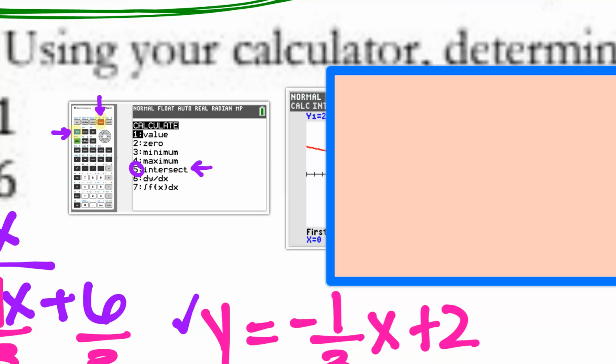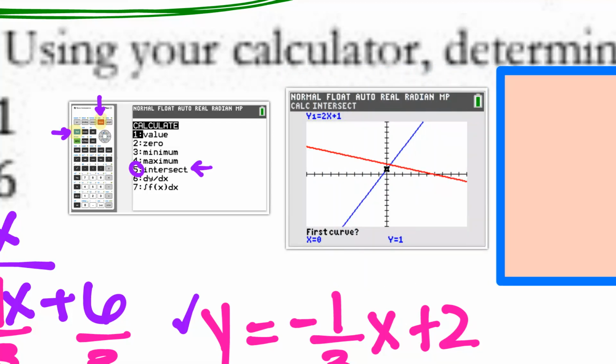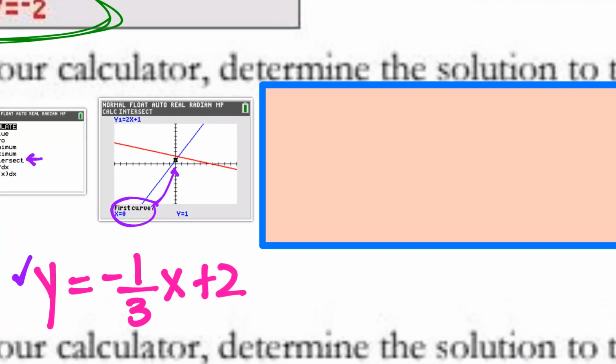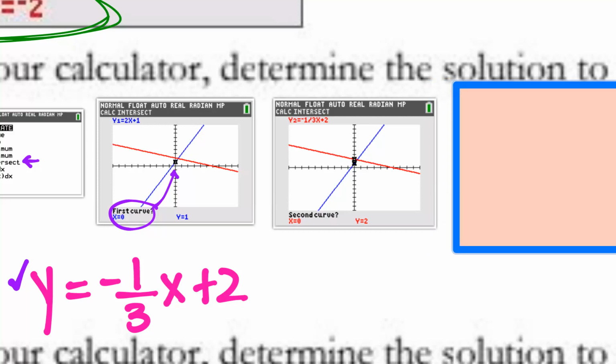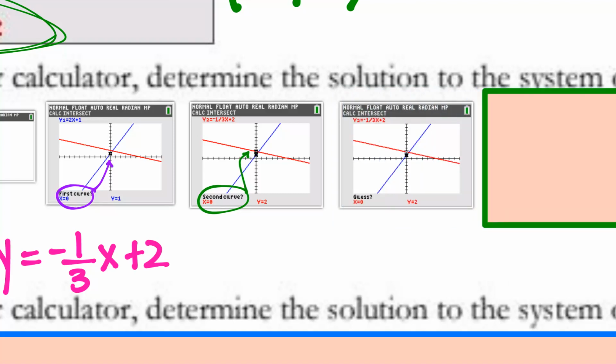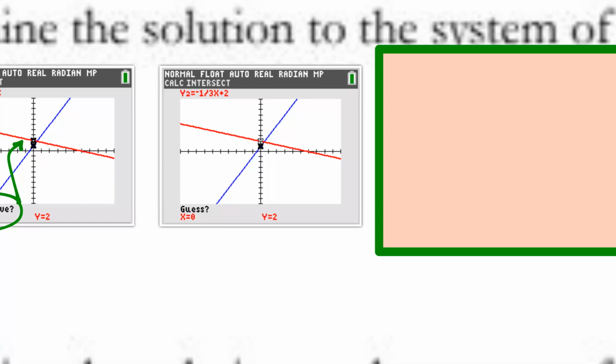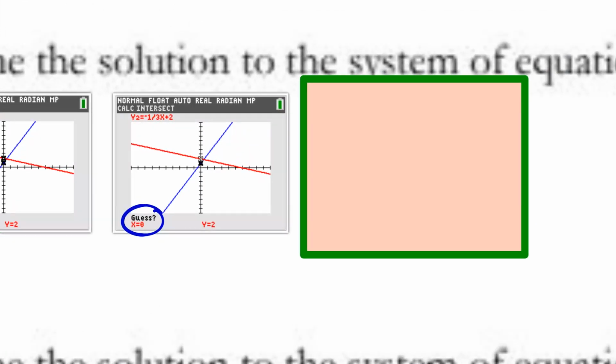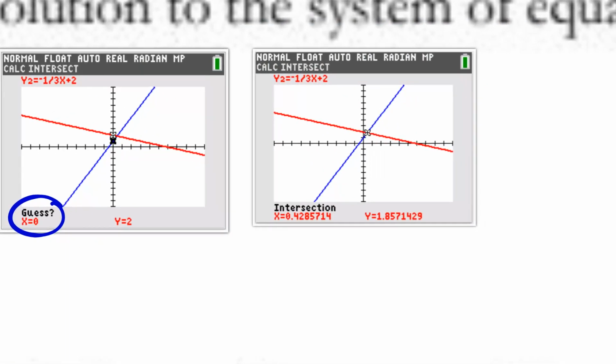is. Again, it's going to ask the same thing. What's your first curve? And it's going to have the blinking dot. We hit enter. Next one, second curve, same thing, right? It's going to just move that little blinking dot to the next line. And then the last thing it's going to ask is, what's your guess? And the guess doesn't matter because it's going to give you that point of intersection anyway. So at the end, after you hit guess, it should give you the intersection or the solution.